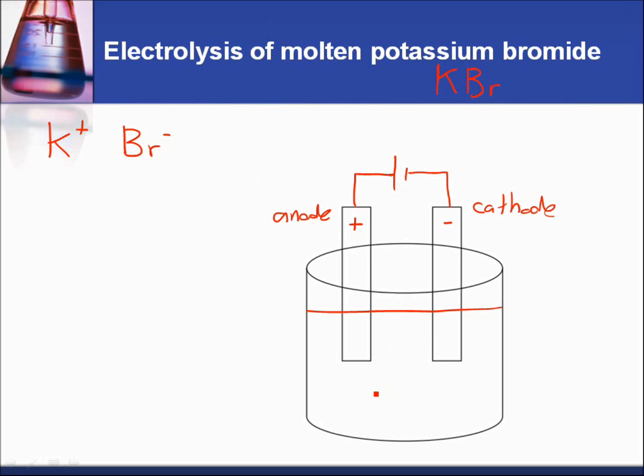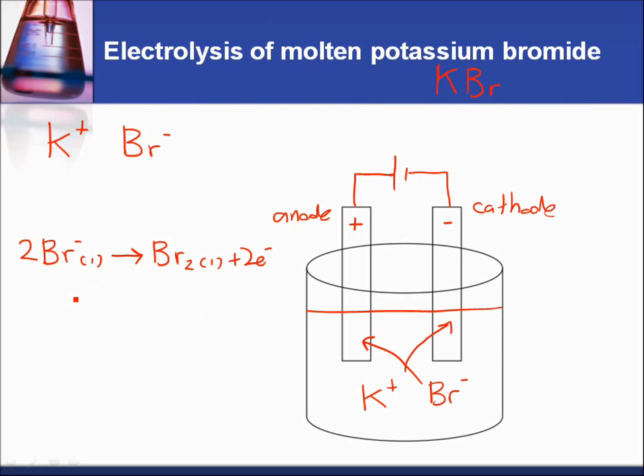Okay, so just like before, the K+ is going to go to the cathode and the Br- to the anode. Okay, and if we write half equations, it's going to be 2Br-, and that's going to give us bromine. Now don't forget, bromine is Br2. Okay, and we've got 2e-. Okay, and for the potassium, K+, it's going to be reduced. This is reduction, isn't it? And we're going to get potassium metal, but it's still a liquid.